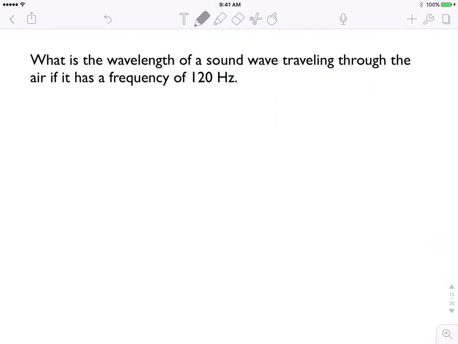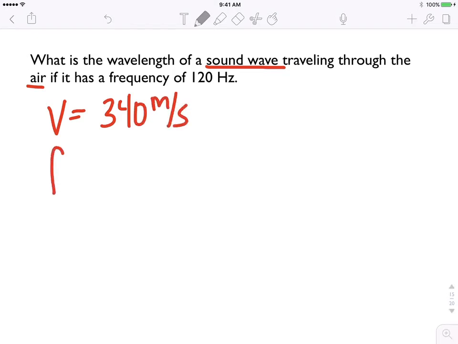All right, here we go. What is the wavelength of a sound wave traveling through the air if it has a frequency of 120 hertz? So you should know the velocity of a sound wave traveling through the air, and we determined that at the beginning of this review. I think it might have been in part 1. We know that the velocity of sound in air is 340 meters per second. And this gives us the frequency.